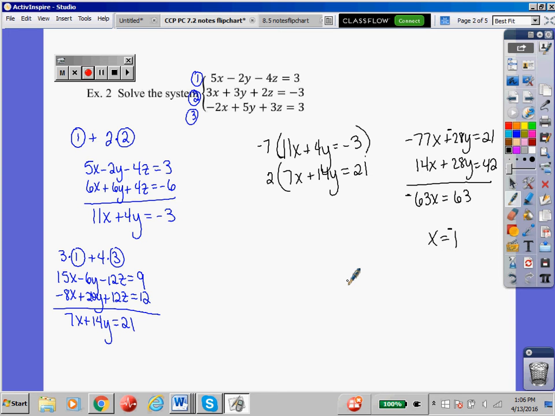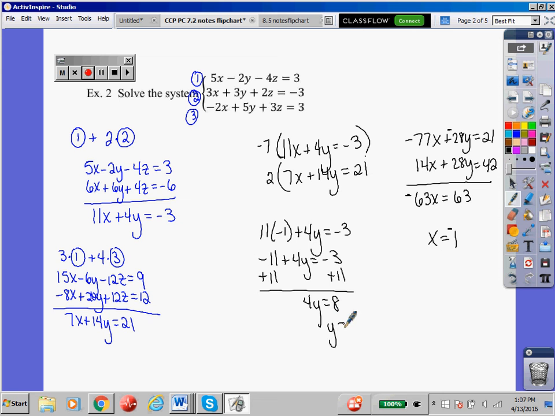Now, to find y you can go back to either of these two. So I'm going to go ahead and do the top row. 11 times negative 1 plus 4y equals negative 3. Adding 11, 4y equals 8. So y is 2.